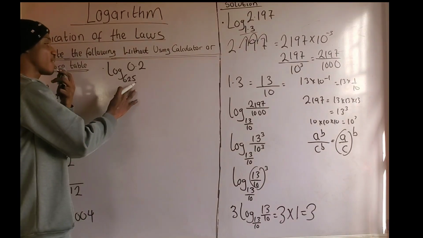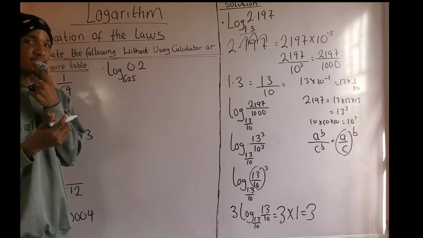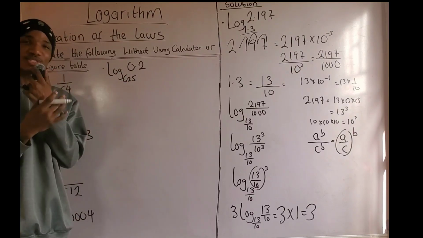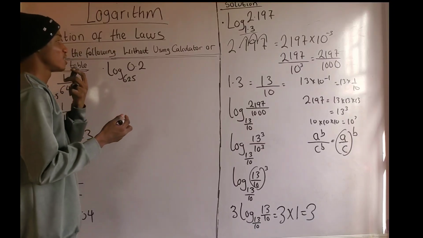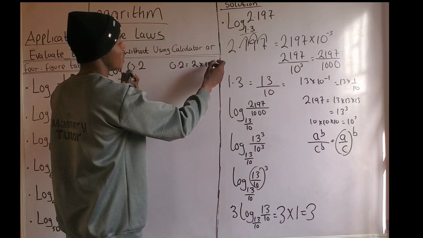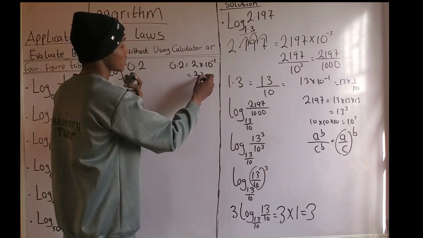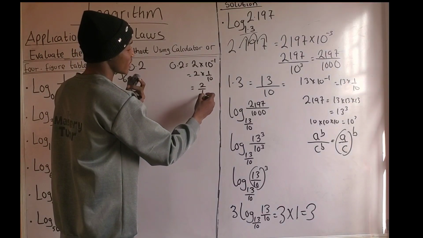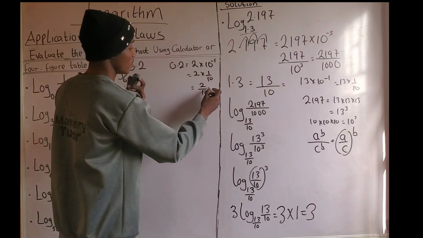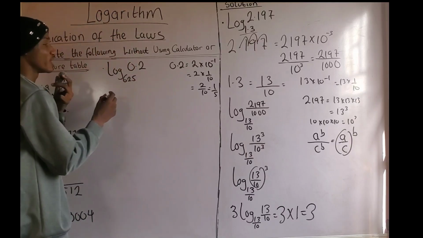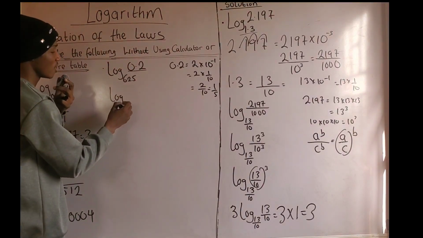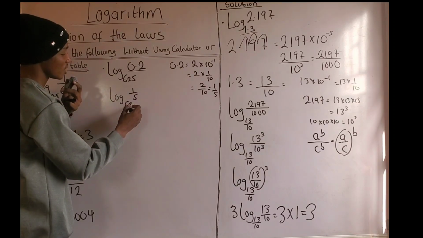The base here is by far greater than the number that we are taking the logarithm of. The number we are taking the logarithm of is 0.2. Now the base is 625. Okay, 0.2 can be written as 2 times 10 raised to the power of negative 1, right? So that will be 2 times 1 over 10. That is 2 over 10. And 2 over 10 is 1 over 5, you know? So I'm going to rewrite 0.2 as 1 over 5. So here I'm going to have log 1 over 5 base 625.